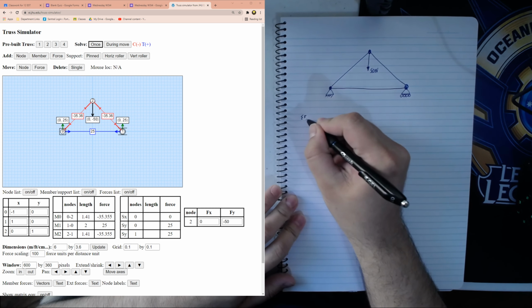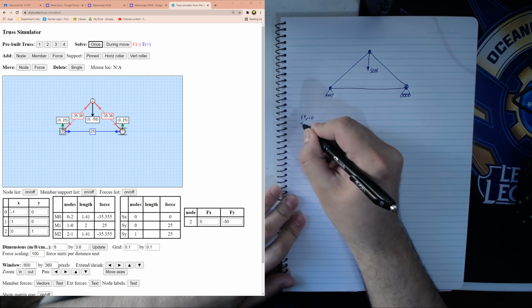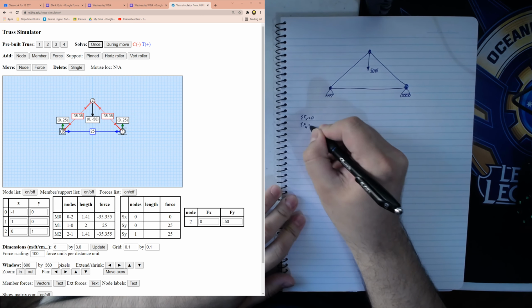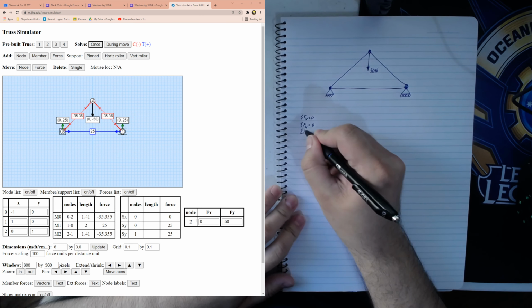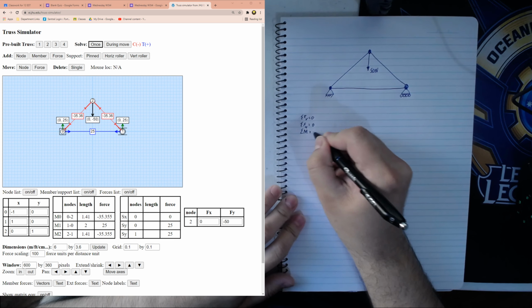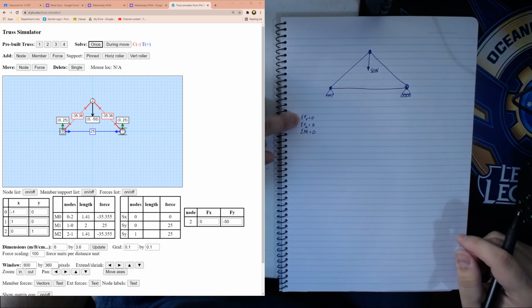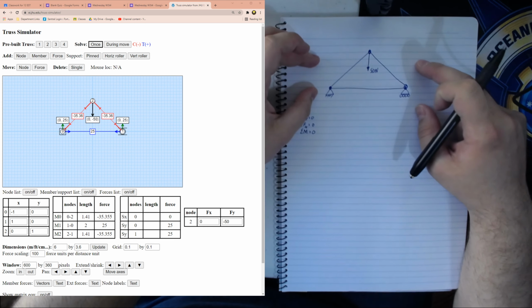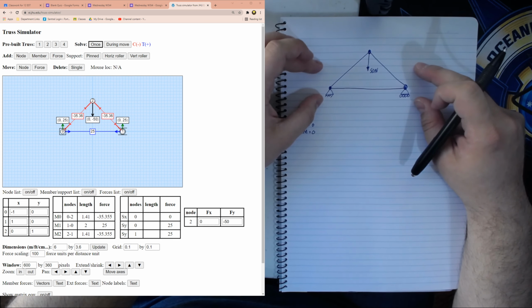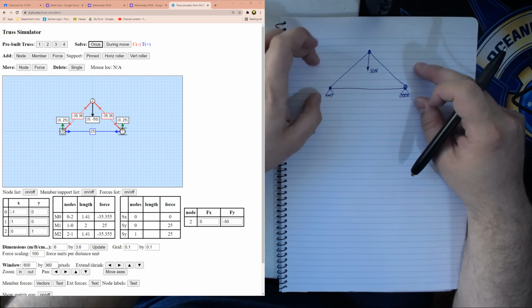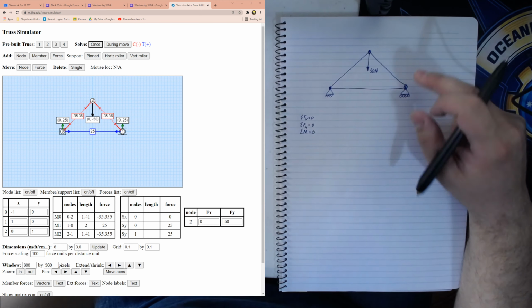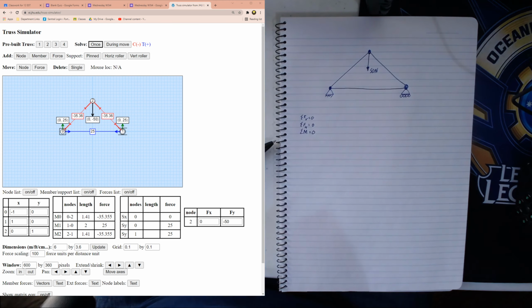Sum of all forces vertical equals 0. Sum of all forces horizontal equals 0. And sum of all moments equals 0. So if we really look at sum of all forces vertical, in this scenario, the sum of all forces vertical does not equal 0. Because right now we have a 50 newtons going down, and so that does not equal 0. So we know that there's some missing force in this equation.